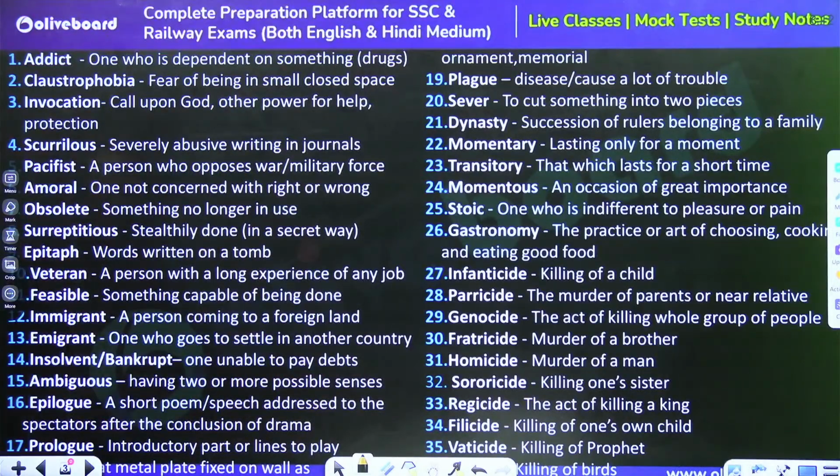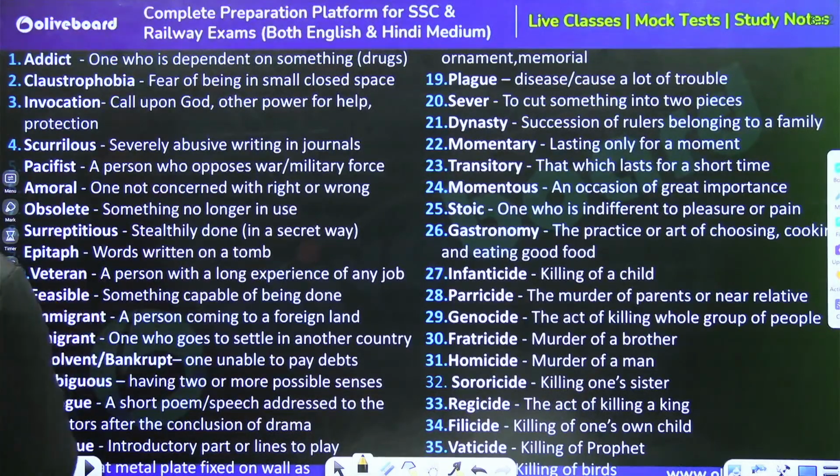Words written on a tomb are supposed to be epitaph. Veteran, the man or person, anyone such, who has got long experience in his field, is supposed to be a veteran. Just like Sachin Tendulkar, Virat Kohli, Lata Mangeshkar, Sonu Nigam, they are veterans.